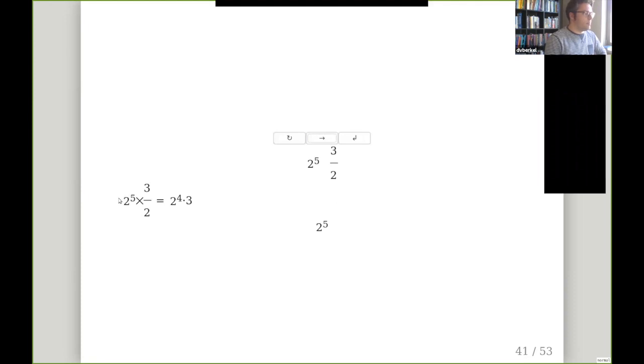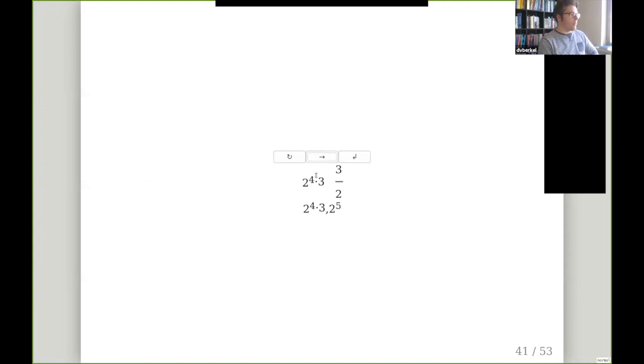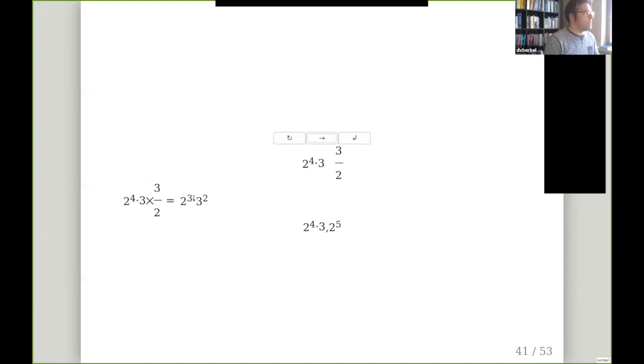2 to the power of 5 times 3 over 2 is an integer, because the number of 2's in the exponent is bigger or equal than the number of 2's in the denominator. But at the same time, we're going to add a 3 to the state. So the next state will be 2 to the power of 4 times 3. And if you do this again, well, you've seen this from the zeroing out factor, the exponent of 2 will decrease and the exponent of 3 will increase at each step.